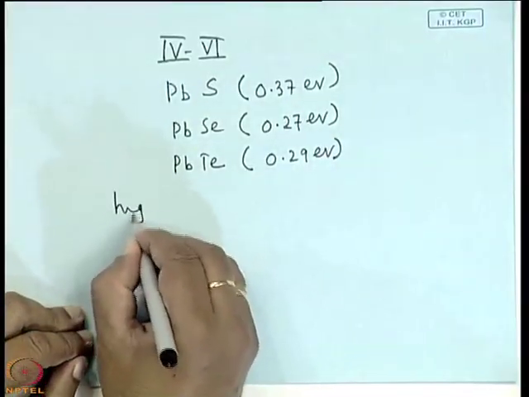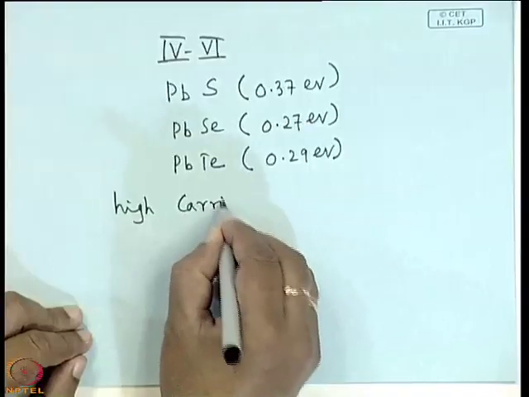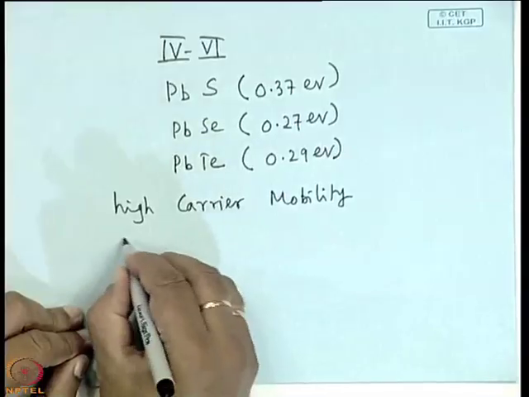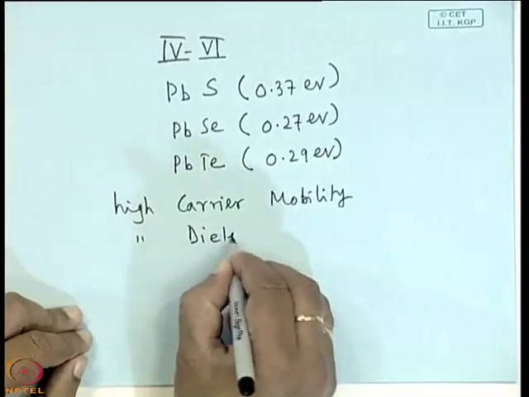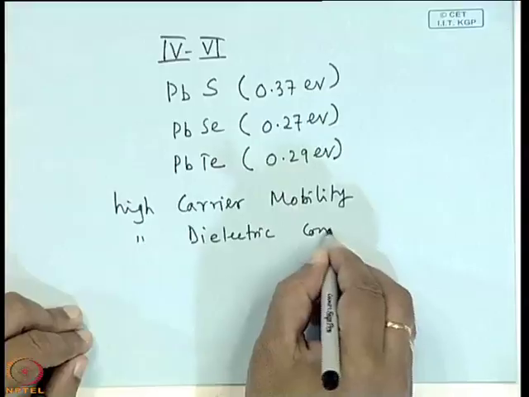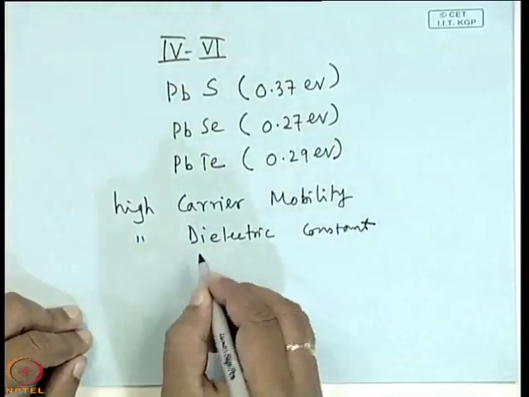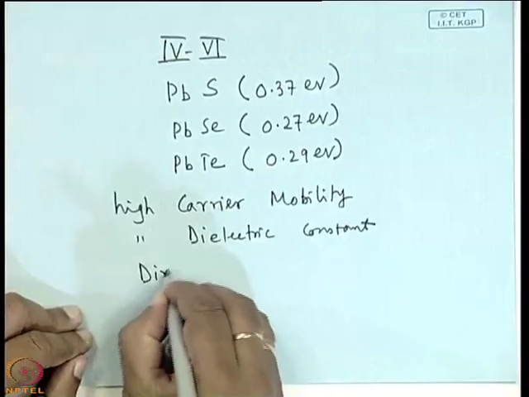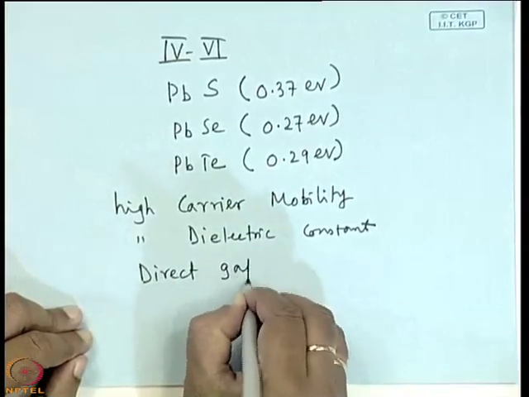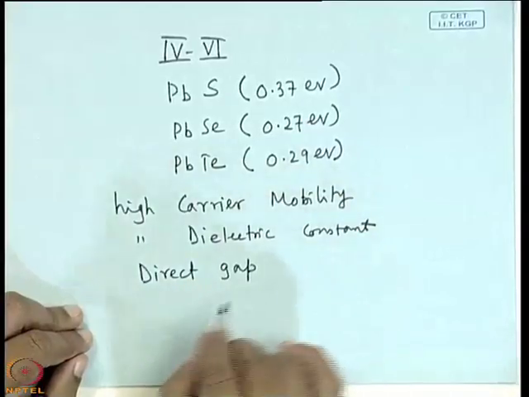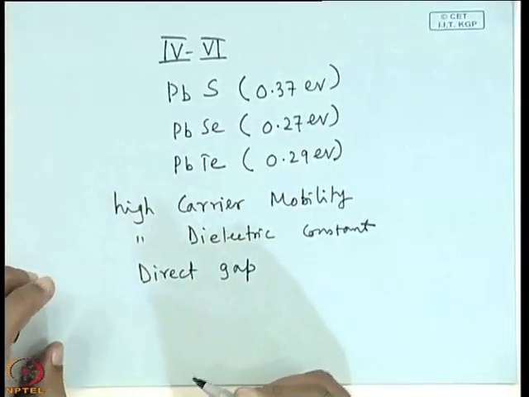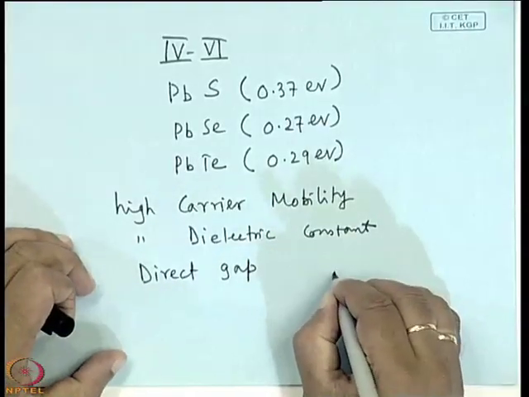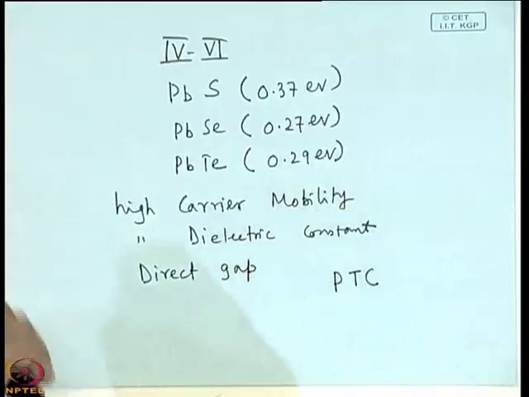It has high carrier mobility, high dielectric constant, and direct energy gap. And another important aspect of these lead compounds, lead semiconductors, is that they have a positive temperature coefficient of band gap.